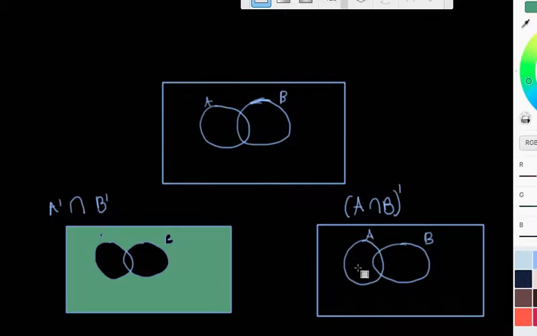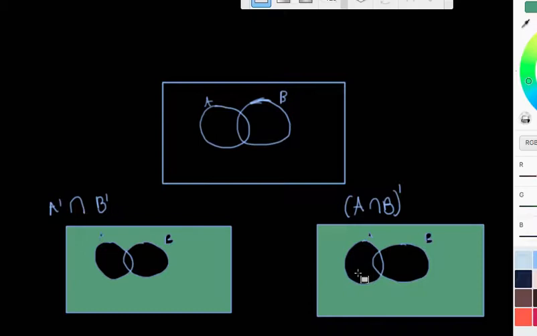Now this one is a bit different. A intersection B is where the A and the B meet. It's this wee bit in here. But they want the complementary set of A intersection B. So it's everything that's not in this little bit in the middle. So it's going to be everything in the background, everything that's in A but not in this bit in the middle, and everything that's in B but not in this place where they intersect. So this wee bit here is not included in the complementary set that we're talking about.